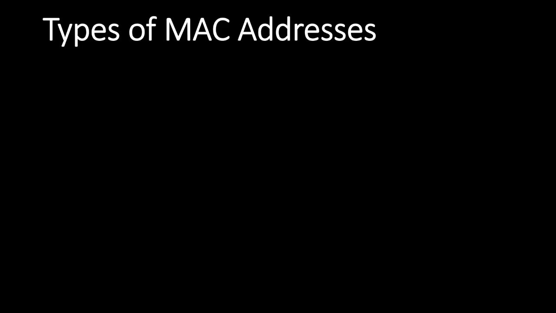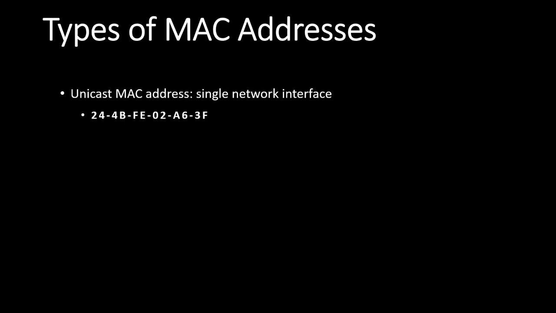There are three types of MAC addresses. Unicast MAC address, which is similar to the MAC address I mentioned in the previous slide. These MAC addresses represent single hardware. This address may represent one PC, one laptop, or any device in the network. Actually, this address represents single network interface that's connected into the network.